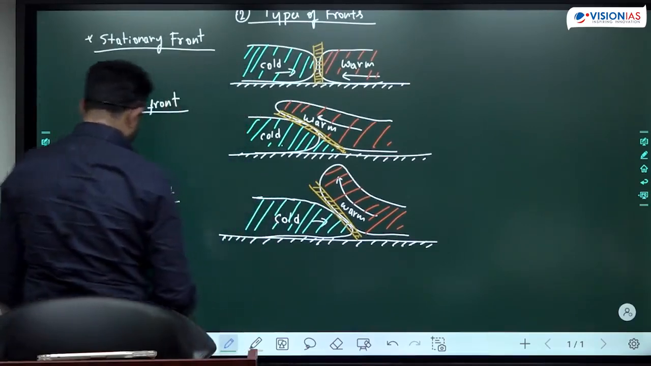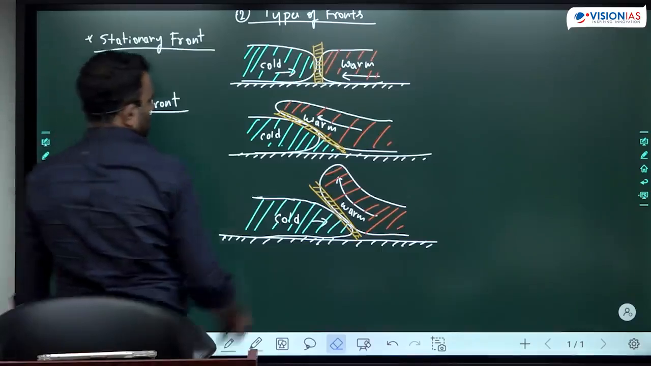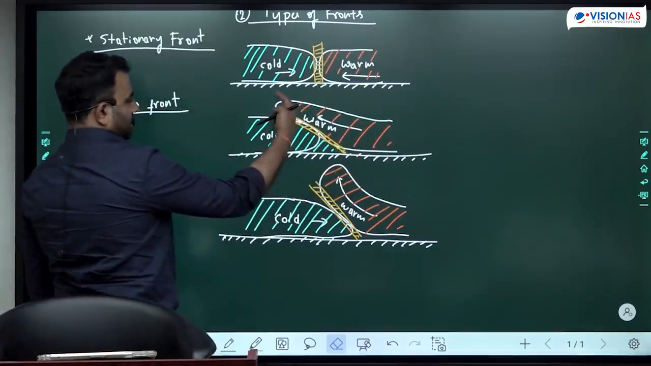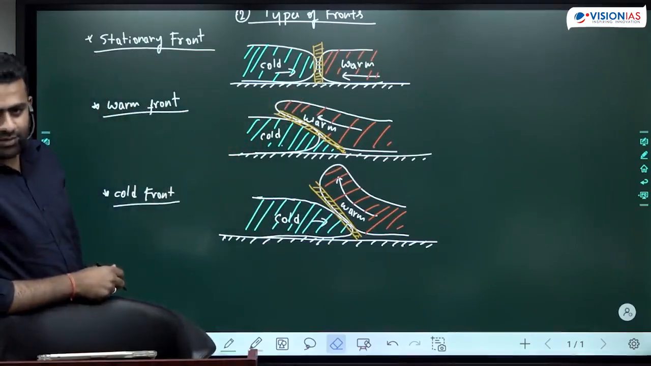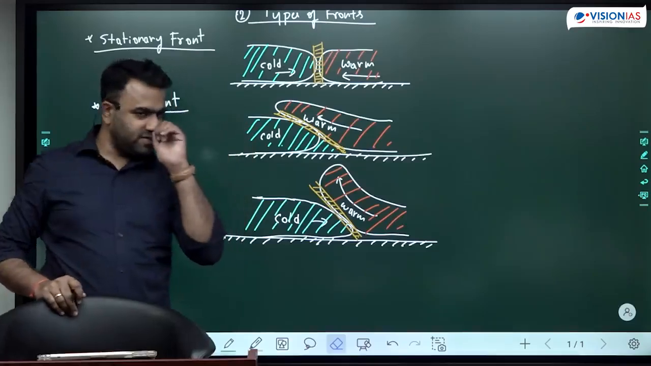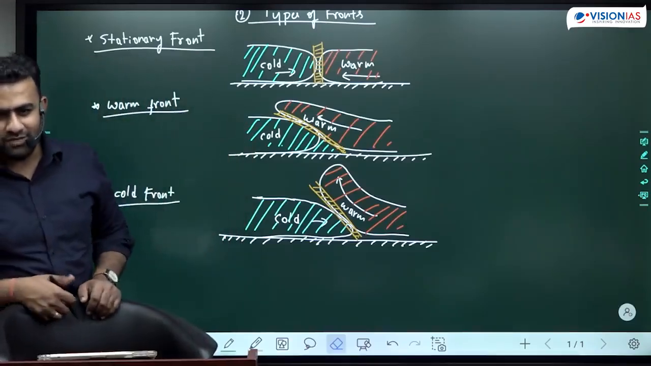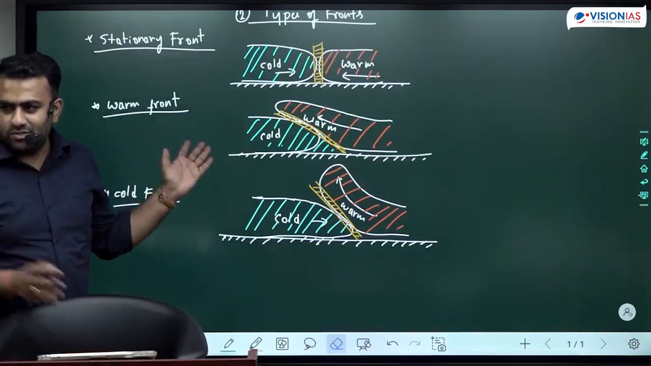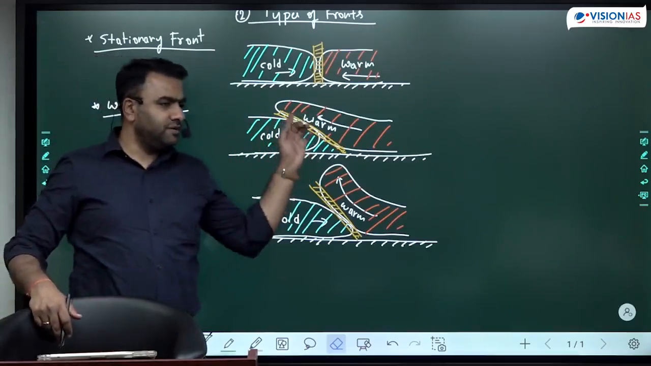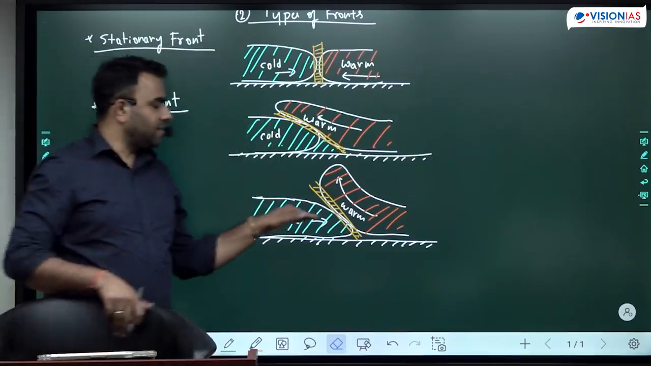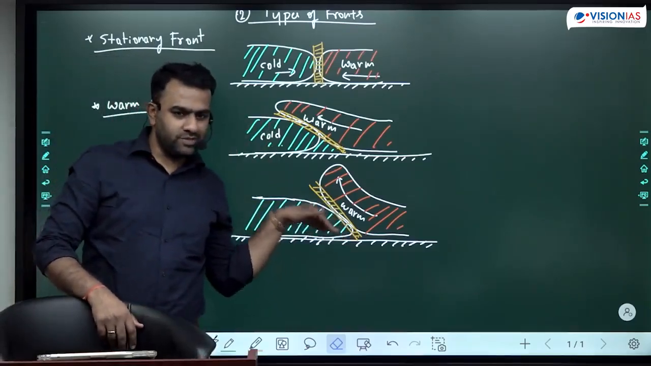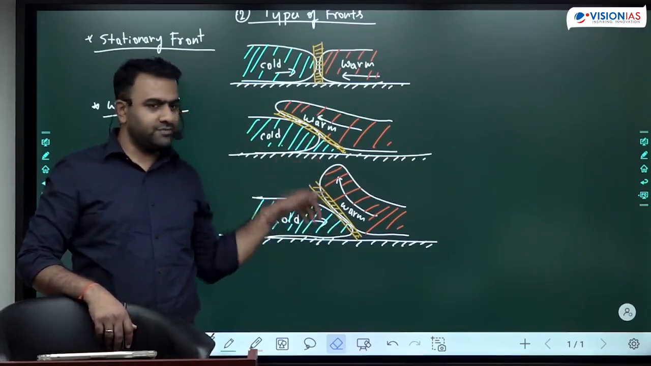Now comes the major difference. Whenever the warm air mass is rising upwards, it undergoes cooling and condensation. There is cloud formation. In both the cases, you can already see that there is an inversion zone. Here also temperature inversion, frontal inversion, here also frontal inversion. Both are inversion. The cold air condenses and results in the formation of fog near the ground. There is a fog formation.